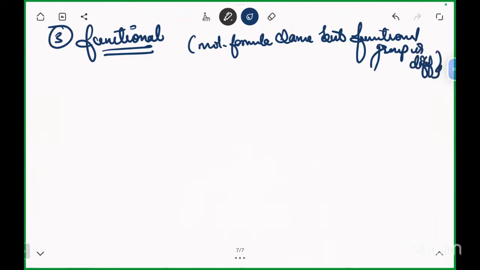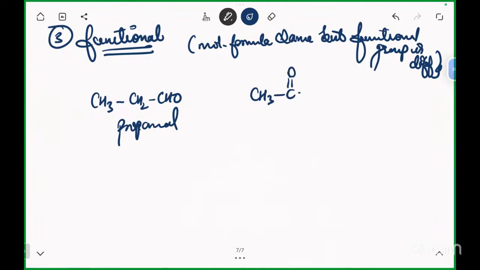For example, I'm taking CH3, CH2, CHO. This is called propanal, because the aldehyde group is present. The other is CH3, C double bond O, single bond CH3. The number of carbons is the same, the number of hydrogens is the same, and one oxygen is present in both compounds. But on the left-hand side is propanal, because the aldehyde group is present, while on the right-hand side we have a ketonic group. This is called propanone, 2-propanone. So this is called functional group isomerism. The molecular formula is the same.